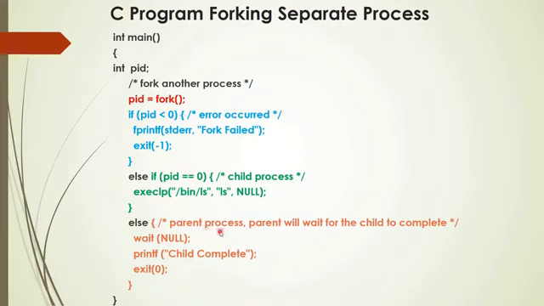So the parent will wait for the child to complete using this wait system call. Then the parent prints that the child has completed its execution, and then it uses the exit system call. So this is how the fork system call can be used to create a new child process.